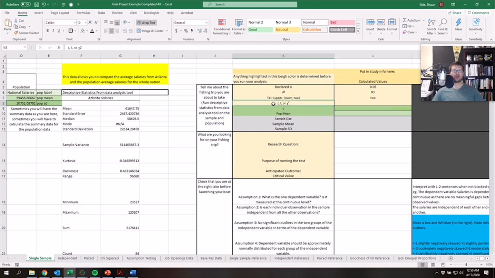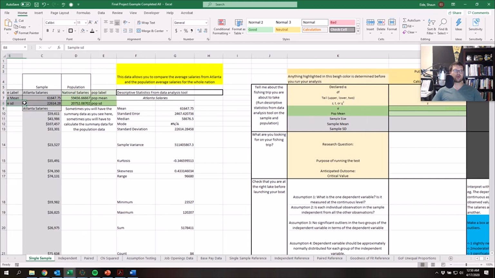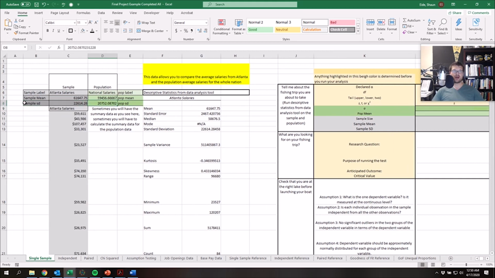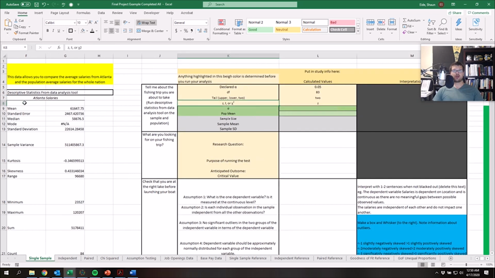Then next, am I going to do a z-score? What is my test statistic going to be? Z, t, or chi-squared? And I'm going to go with z. The reason why I'm going to go with z is because I know the population standard deviation. If I don't know the population standard deviation, then I'm going to go with a t. But I do know the population standard deviation, so therefore I'm going to go with a z.